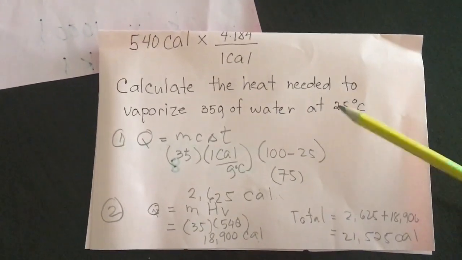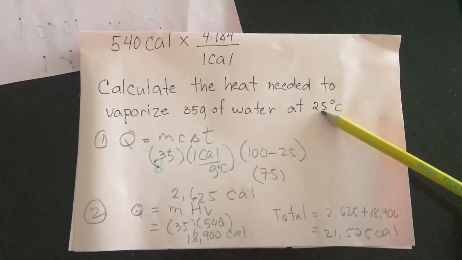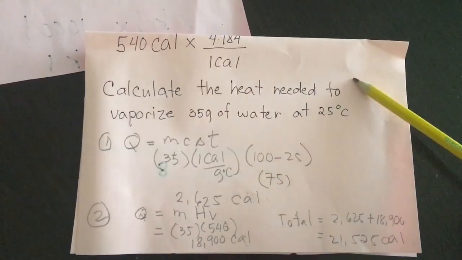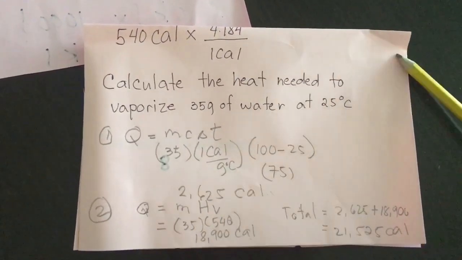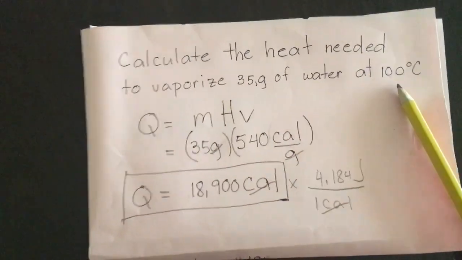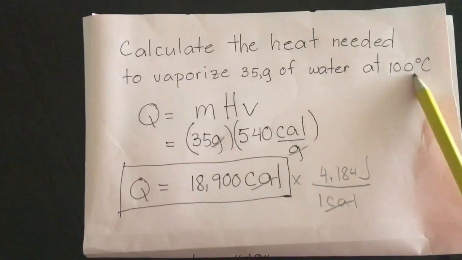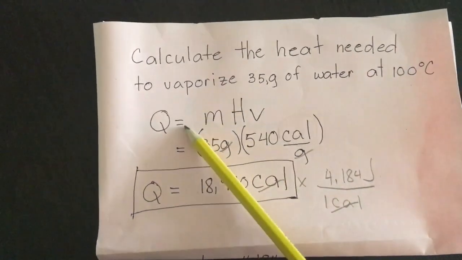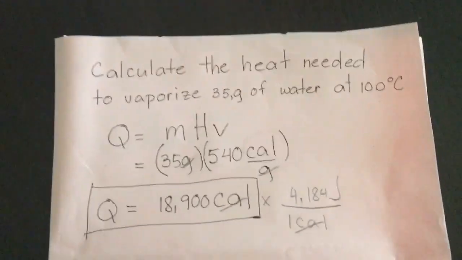Now you see the difference. The difference from the previous one is that this one is starting from 25, so we have to bring it up to 100. By the time it's 100, it's now ready to vaporize. Whereas in our previous problem, the temperature is already 100, so we really don't need the Q equals mc delta T here, but only Q equals mHV. I hope that clears some confusion.